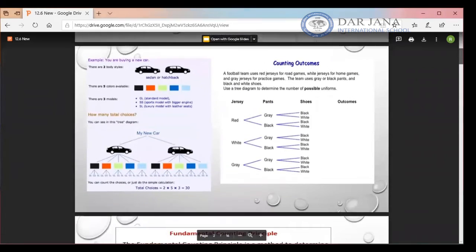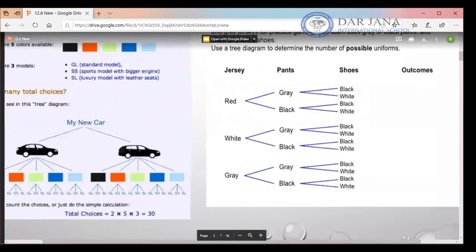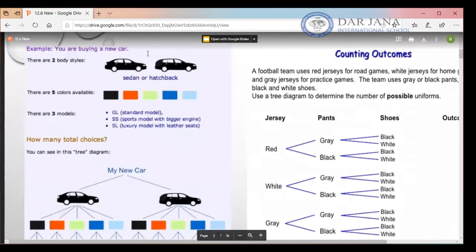Okay, now this is the second one. Let's work on another example. Considering you want to buy a car. So same thing, you have 2 body styles, a sedan and a hatchback. You have 5 different colors. This is the first event. Let me underline it here. This is your second event, which are the colors. This is your third event, which are the 3 models.